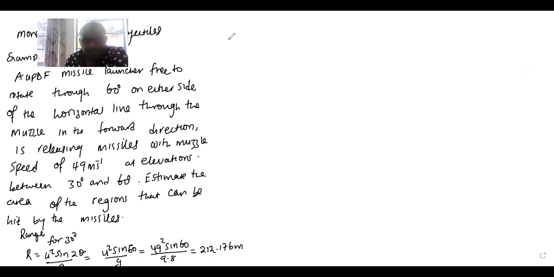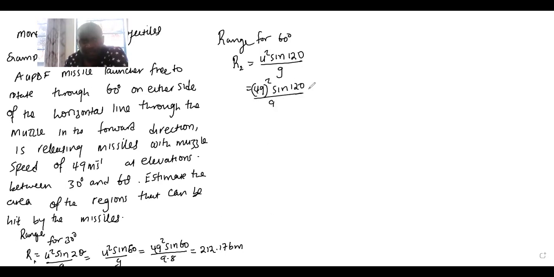Then the range when the projection is for 60 degrees, this is R2, this is R1. For 60 degrees, it will be U squared sine of 120, because it is twice theta, divided by g. This will give us 49 squared sine of 120 divided by 9.8. What answer do we get?